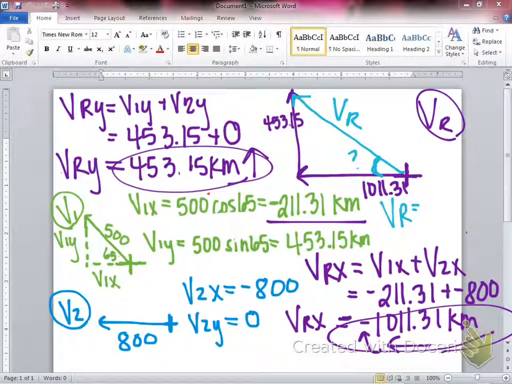Or something close to that? 1108.2? For my magnitude? Do we not agree with that? I agree. Okay. Go ahead and solve for our angles now. So we're going to use inverse tangent. Our opposite side is 453.15. Our adjacent side is 1011.31. Good. 1108.2 kilometers at 24 degrees north of west. That's our final answer.